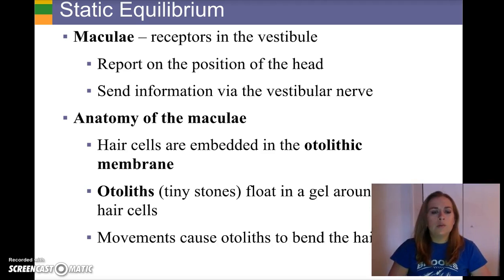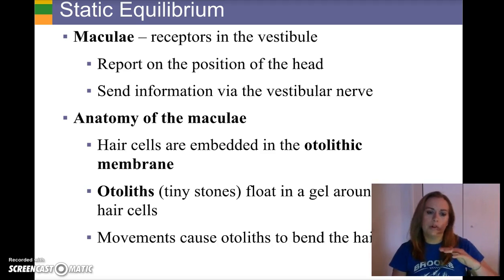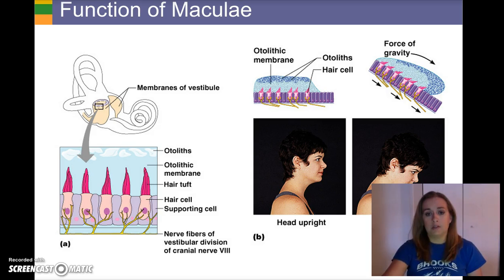For static equilibrium, you are going to have macular receptors in the vestibule, and they're reporting on the position of the head. They send information via the vestibular nerve to the brain. The macula are hair cells that are embedded in an otolithic membrane. On top of the otolithic membrane, you have something called otoliths. They look like tiny stones, and they're floating around in a sort of gel around the hair cells. When your head moves, it will cause the otoliths to move due to gravity. When the otolith moves, the otolithic membrane moves, and again, it causes a bend in the hair cells.